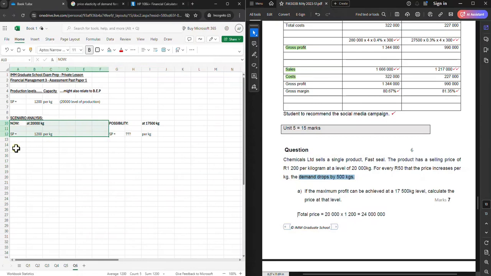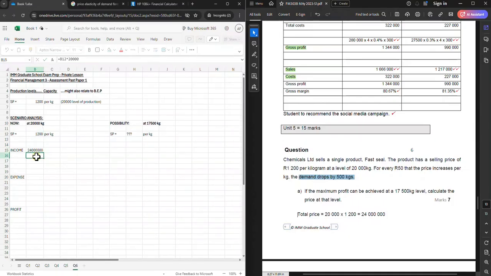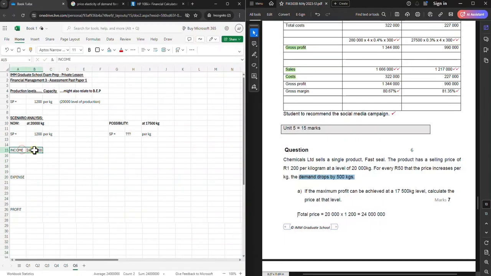Do you agree? 5 times. Yeah, I mean, it's 5 times. Right, so let's see the profit again. Okay, so currently now, if we sell things as is now, what's going to happen? How much income are we going to make? 1,200 times 20,000. Okay, that's the income, right?